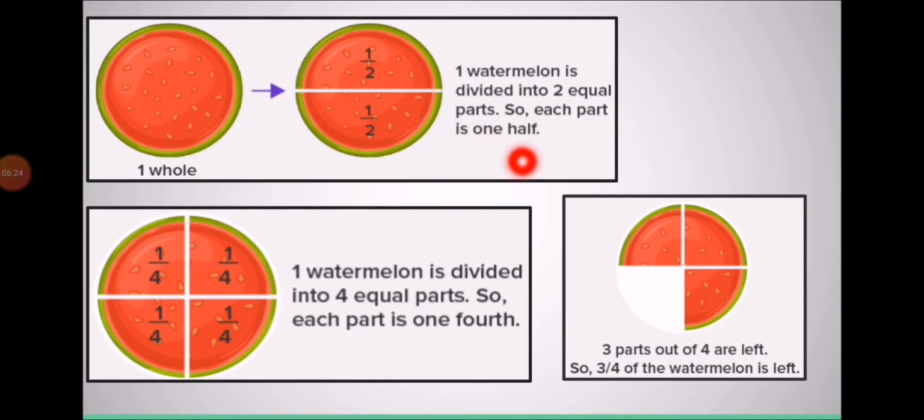So each part is 1 half. So there are 2 equal parts. So each part is half. This one part is out of 2. It means the total is 2.